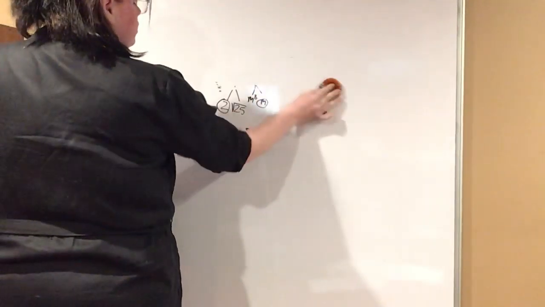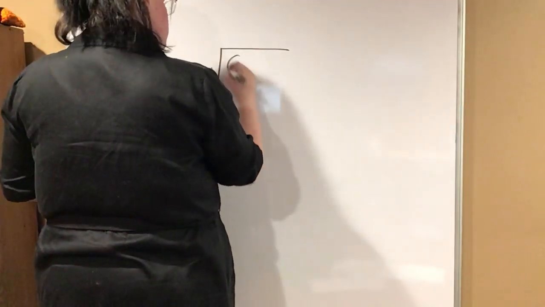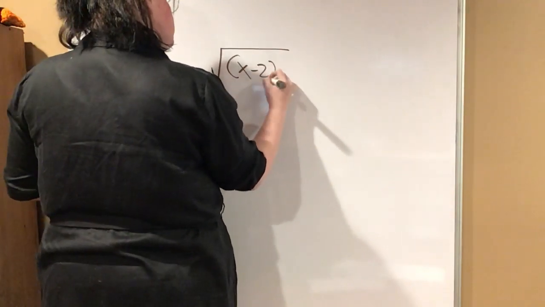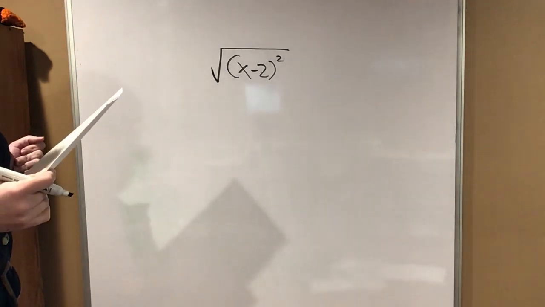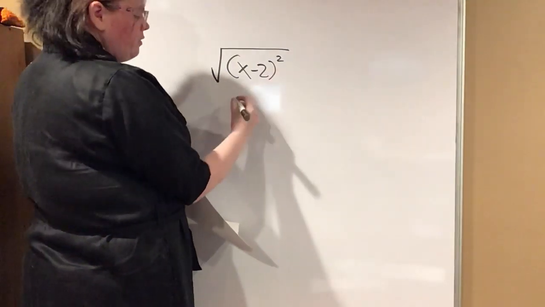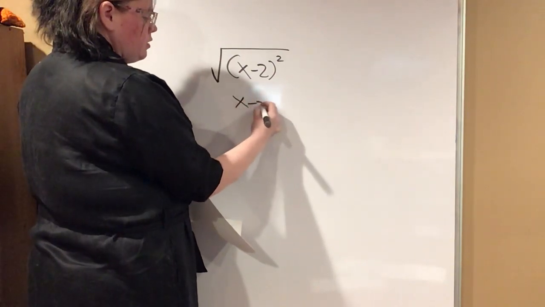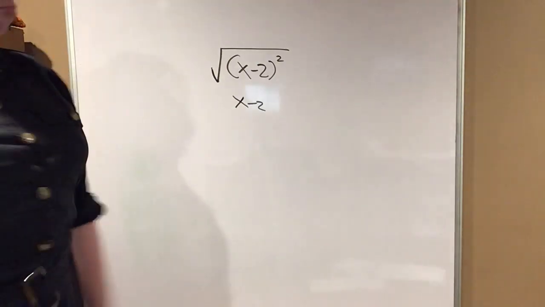Okay, looking at this one, you're like, oh crap, what do I do? I'm given the square root of x minus 2 squared. All we have to do is cut that in half and pull it out: x minus 2, right?